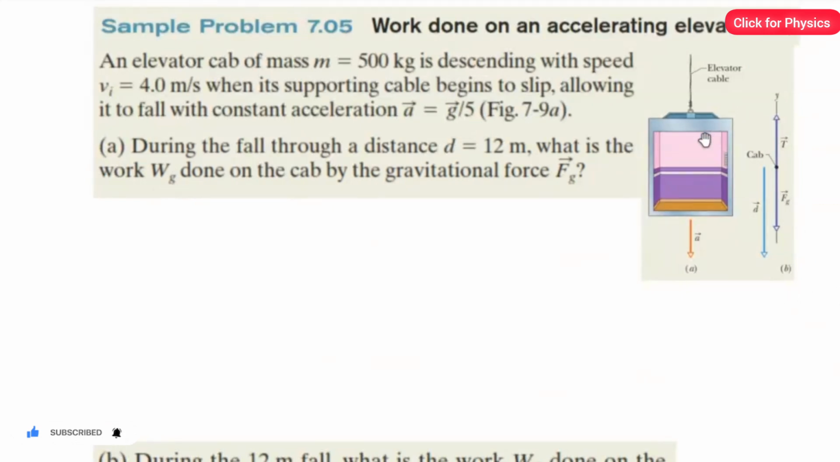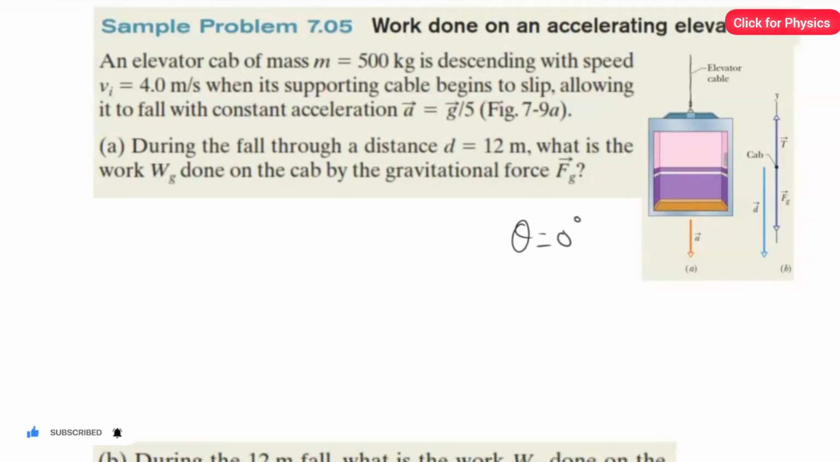Let's see the free body diagram for this given figure. Here we have the cab, and this cab is tied by a cable, so the tension will be acting in the upward direction and the force due to gravity will be in the downward direction. During the fall it covers the distance d equal to 12 meters. That means the gravity direction as well as the displacement direction are in the same direction, downward. So the angle here is theta equal to 0 degree.